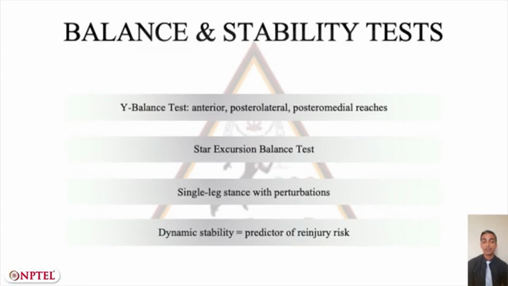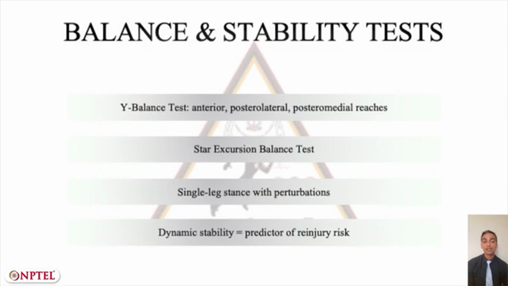Star excursion balance test is used to evaluate multi-directional dynamic balance, proprioception, and functional stability. Interlimb asymmetry of more than 4 cm is clinically significant. Single leg stance with perturbations is used to test static balance, reactive stability, and proprioceptive reflex control under challenge.